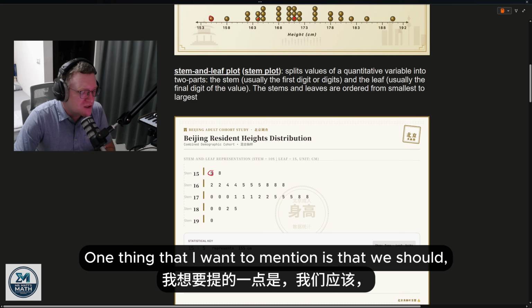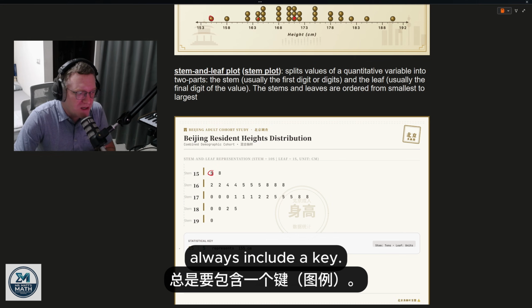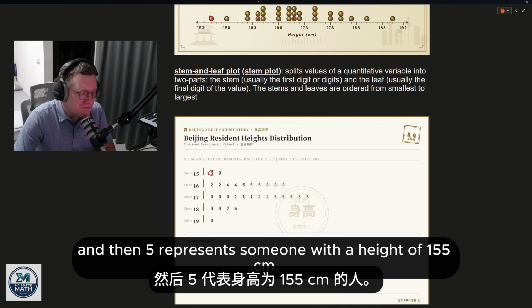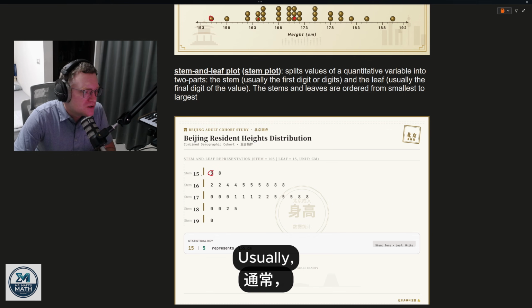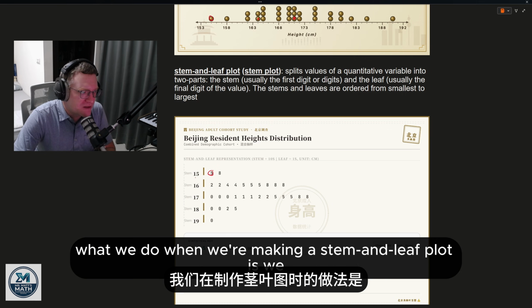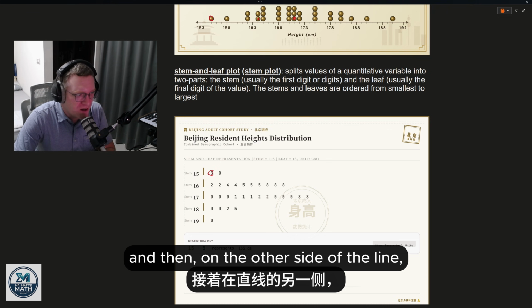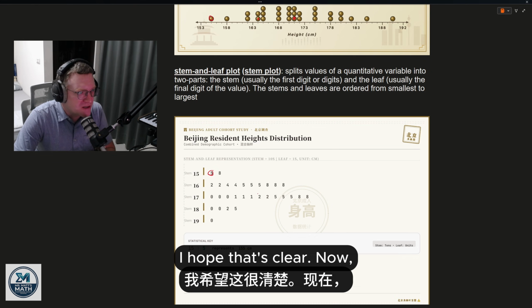One thing that I want to mention is that when we make a stem and leaf plot, we should always include a key. For example, here it says 15 with the line, and then 5 represents someone with a height of 155 centimeters. Usually when we're making a stem and leaf plot, we write the stems, and then we write a line next to it, and on the other side of the line, we write the leaves. Okay, so I hope that's clear.